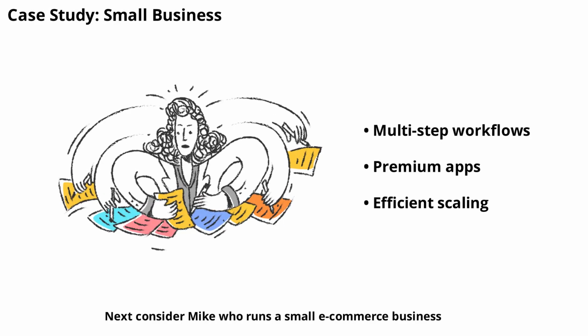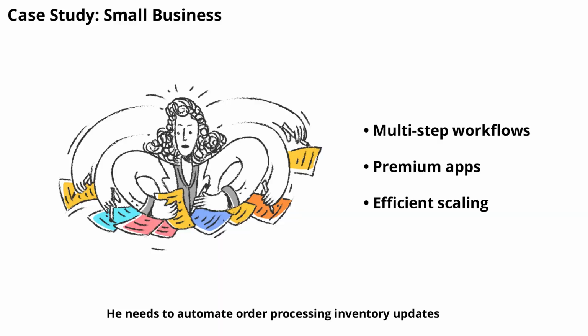Next, consider Mike, who runs a small e-commerce business. He needs to automate order processing, inventory updates, and customer notifications. The Pro plan is ideal for Mike, as it supports multi-step zaps, premium app integrations, and advanced logic. This helps him save time and scale his operations efficiently.